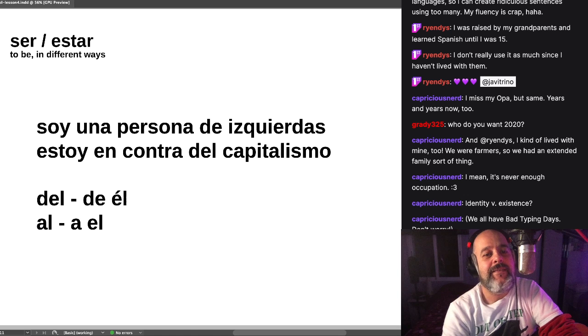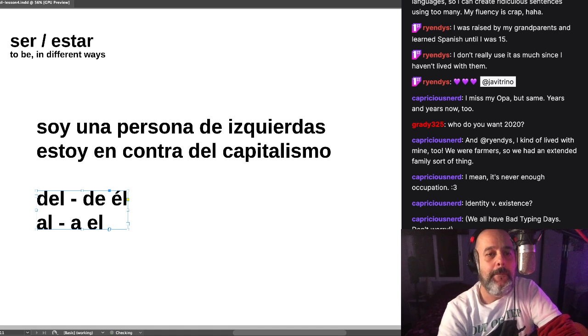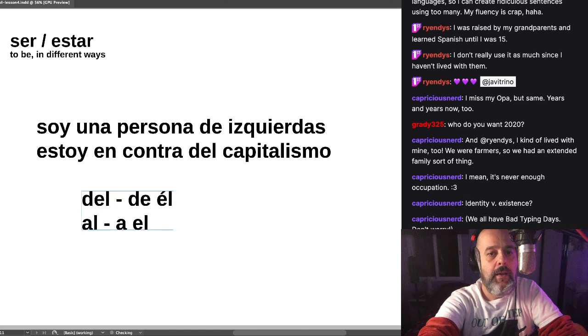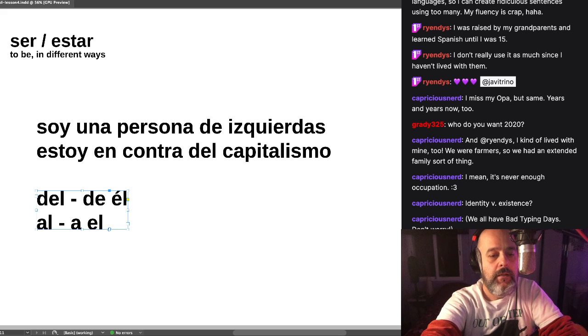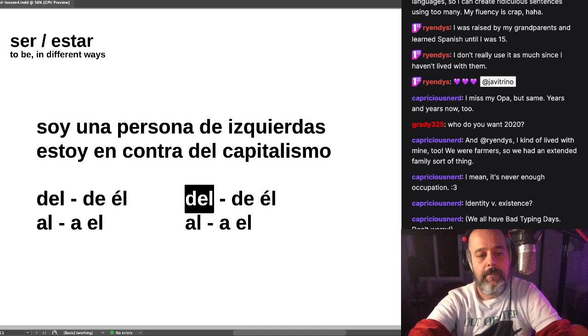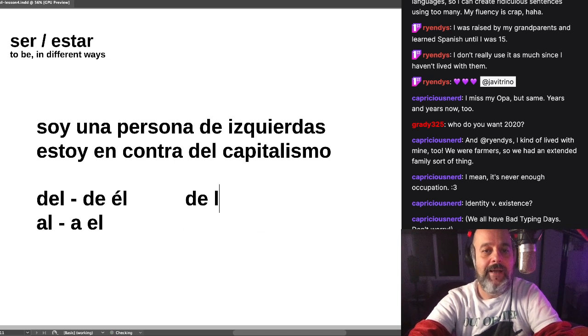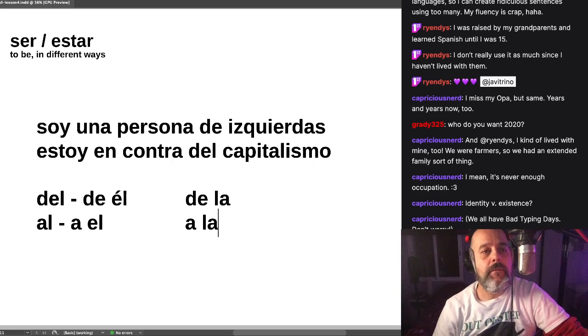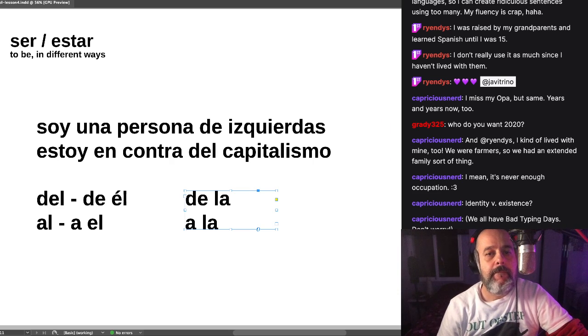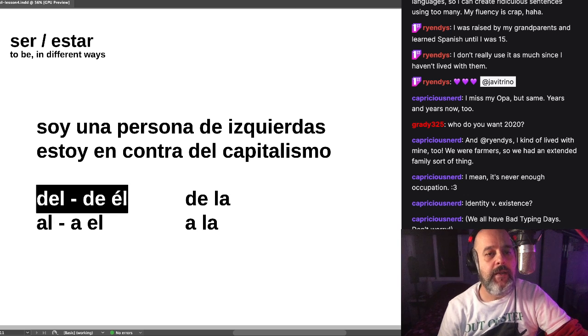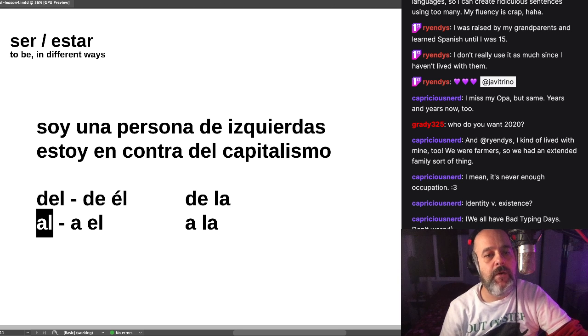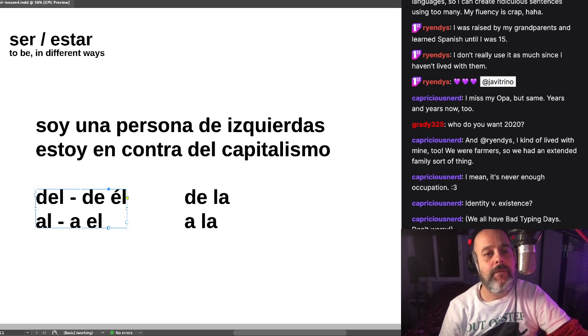But this is easier to understand when you do the feminine. When you do the feminine version, you say de la, a la. So from of the, to the, but of the in masculine is del, and to the in masculine is al. So, it's a contraction. It's like two words meshed in.